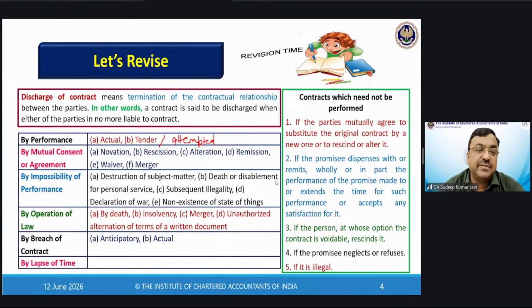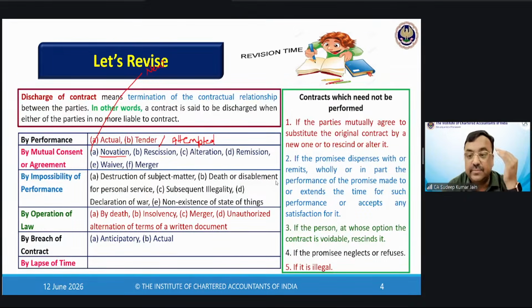By mutual consent or agreement. First is novation. Novation means new contract. This may be between the same parties, may be between new parties. So in case of new contract, the original contract need not be performed. The parties are discharged from the liability to perform the original contract.